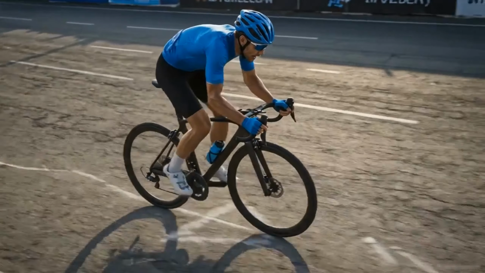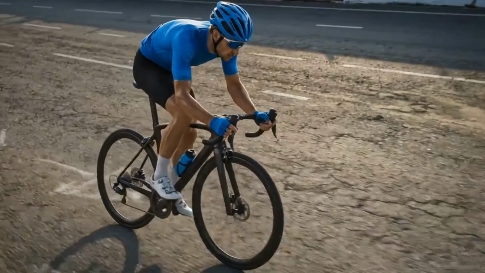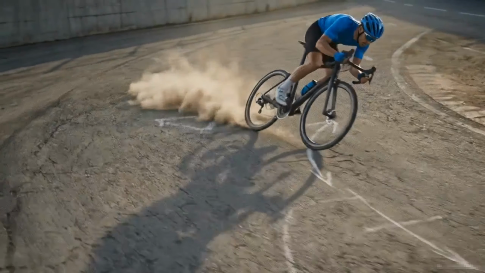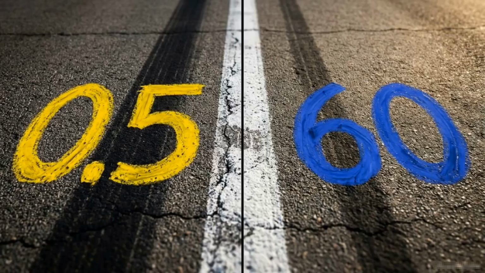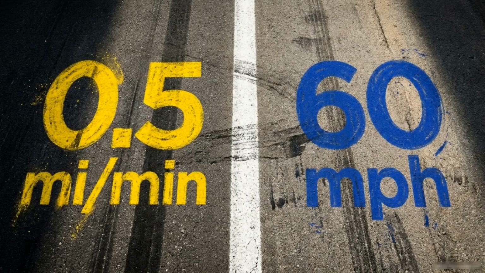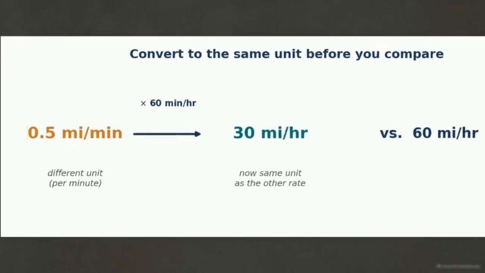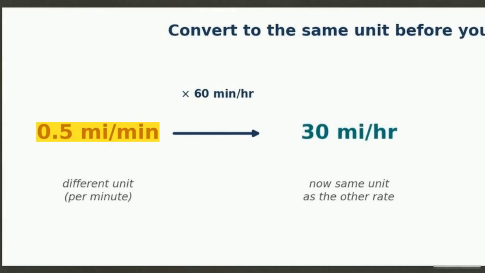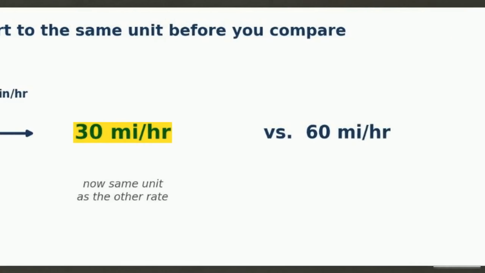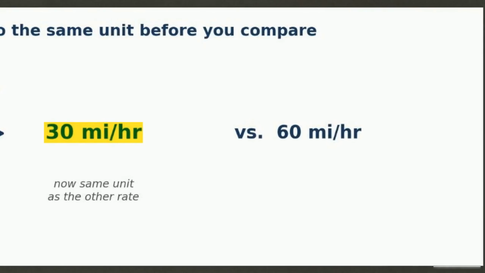But before you line up your own numbers to declare a winner, you need to check for two common mathematical traps. Trap number 1 is mismatched units. You might see a rate of 0.5 compared to a rate of 60 and assume the 60 is faster. But what if the 0.5 is miles per minute and the 60 is miles per hour? This graphic shows why we have to convert our units first. If we multiply 0.5 miles per minute by 60 minutes in an hour, we get 30 miles per hour. Now we can safely compare 30 against 60.